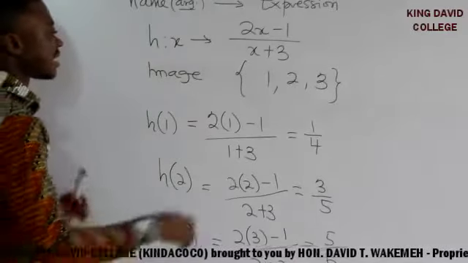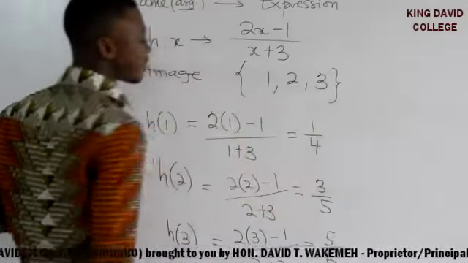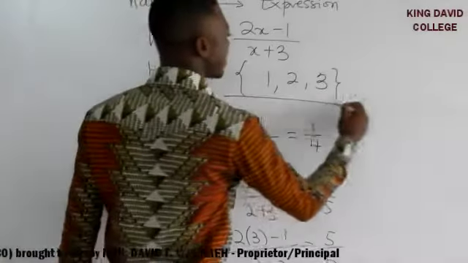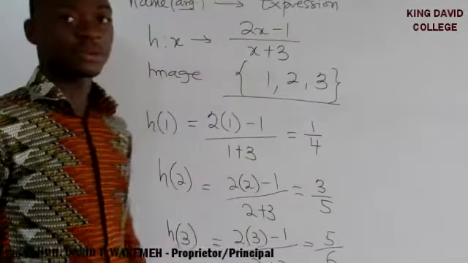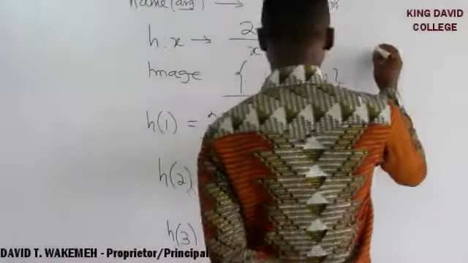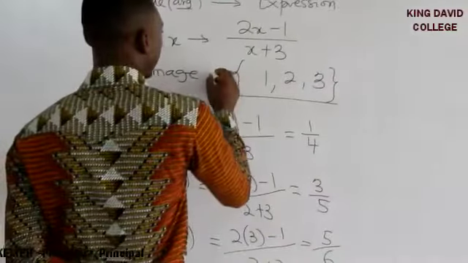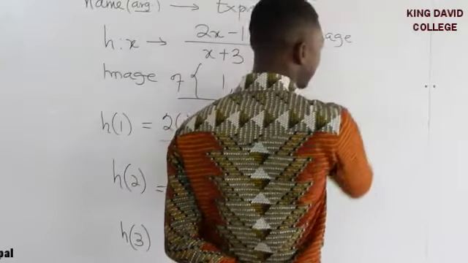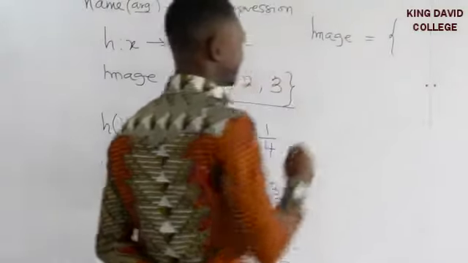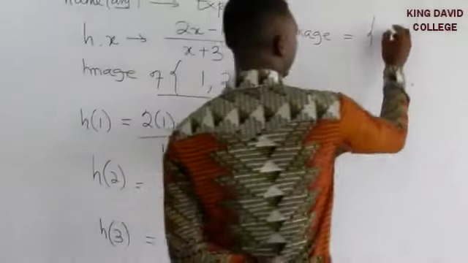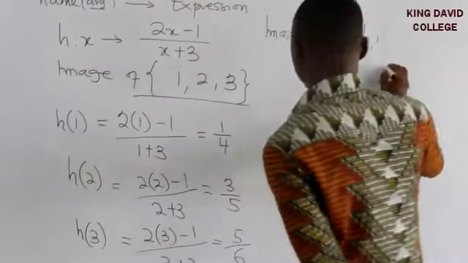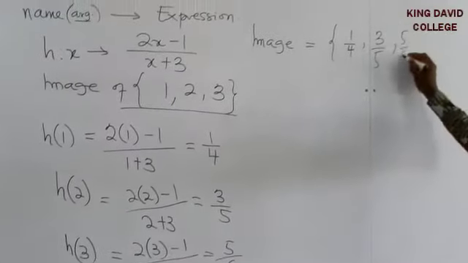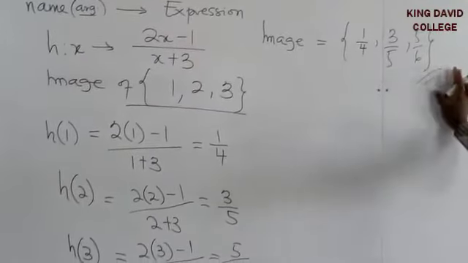So just as we were looking for the image of this set, the image is just going to be this. You see the way this is placed, you must place the images like that. So you can say the image set, the image itself of the given domain, is going to be, and you create a set for that too, 1 over 4 for the first one, then 3 over 5 for the second, and then 5 over 6 for the third, and this should be okay.